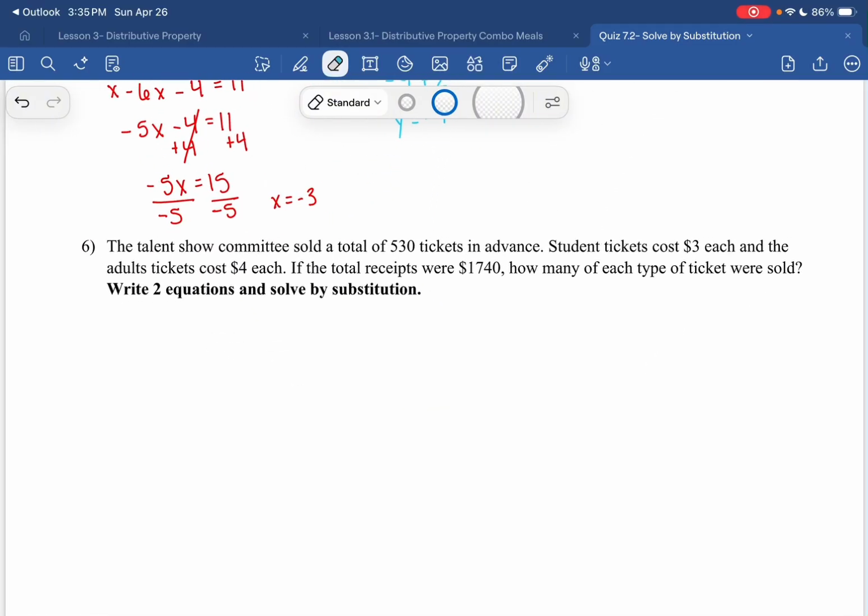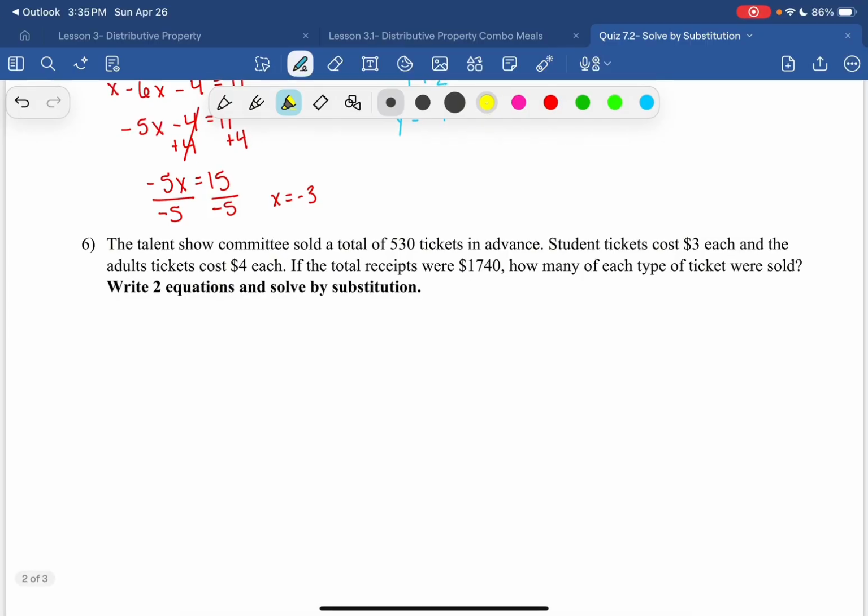Okay, let's do this word problem. The talent show committee sold a total of 530 tickets. Student tickets cost $3 each, and the adult tickets cost $4 each. If the total receipts were $1,740, how many of each type of ticket were sold? We need to write 2 equations and solve by substitution.